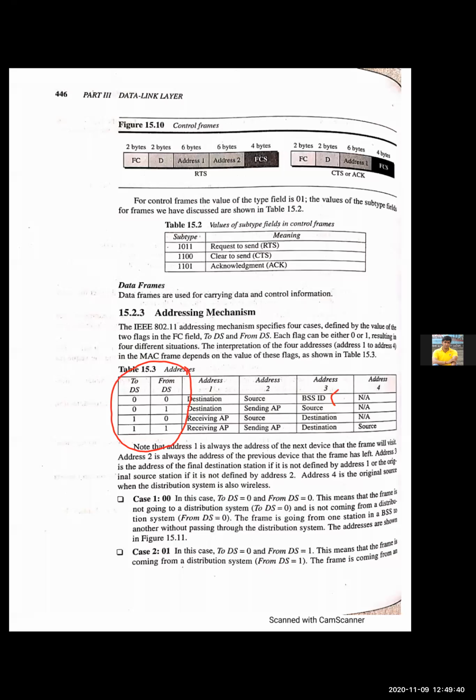हमारा फ्रेम कोई डिस्ट्रीब्यूटेड सिस्टम में नहीं जा रहा है, इसीलिए DS की वैल्यू 0 है. From DS and 2DS both are 0, so the frame is not going to a distribution system and is not coming from a distribution system. आ भी नहीं रहा है, जा भी नहीं रहा है, क्योंकि दोनों वैल्यू 0 हैं. So the frame is going from one station in a BSS to another without passing through the distributed system. क्योंकि दोनों DS 0 हैं, तो बिना डिस्ट्रीब्यूटेड सिस्टम के फ्रेम एक स्टेशन से दूसरे स्टेशन पे पास हो रहा है. क्लियर?